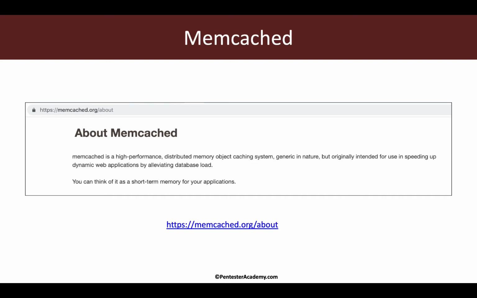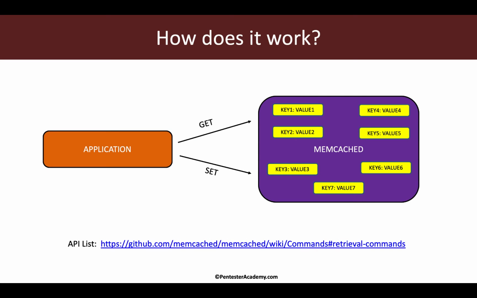Okay, so for the uninitiated, what is Memcache to begin with? Now I'm just going to pretty much read out of their page. It's basically a high performance distributed memory object caching system, generic in nature but originally intended for use in speeding up dynamic web applications by alleviating database load. So if some of that, all of that, or none of that made any sense, then let's try and understand this in a much simpler way.